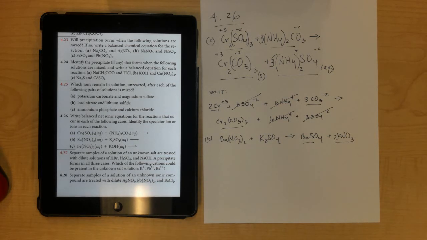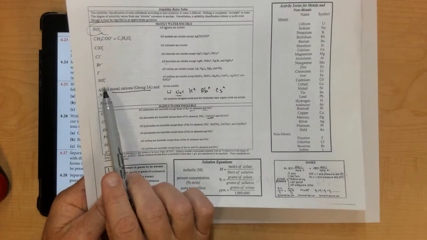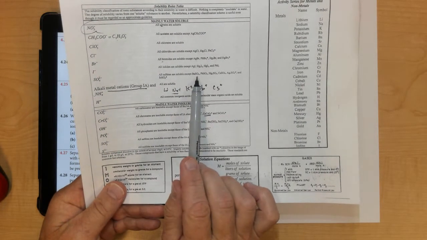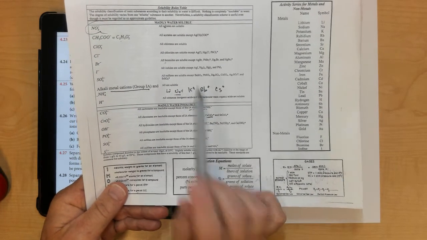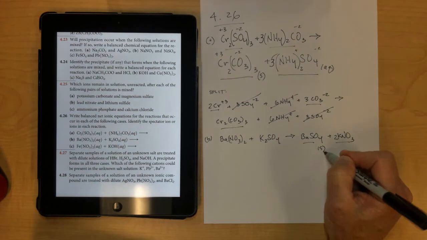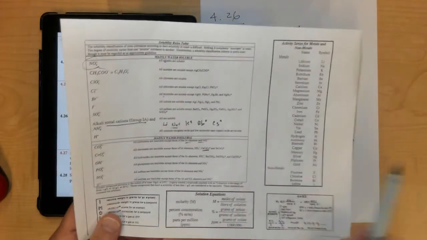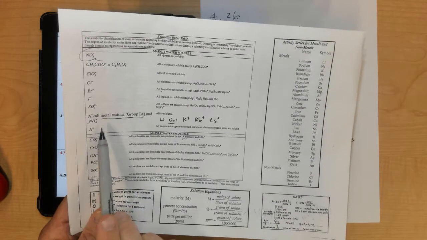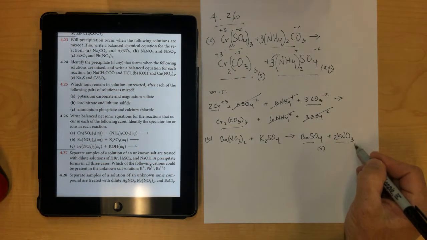So barium sulfate. The sulfates first, all sulfates are soluble except for barium sulfate. Oh, okay, so that's going to be a solid right here. And then potassium nitrate is doubly soluble because all nitrates are soluble, and then potassium is also in group 1, so that's aqueous as well.